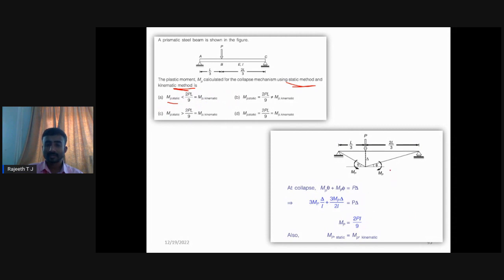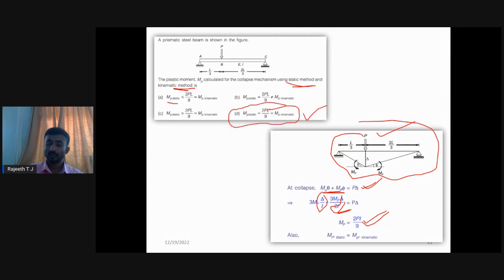If you calculate using the kinematic method, that is the mechanism method, at collapse you equate the internal work done and the external work done. By calculating the alpha values and phi values, you are going to get MP as 2 PL by 9. In this case, since it is a simply supported beam, whatever the static method you apply, you are definitely going to get the same answer as kinematic. Therefore, option D is the correct answer: MP static equal to 2 PL by 9, equal to MP kinematic.